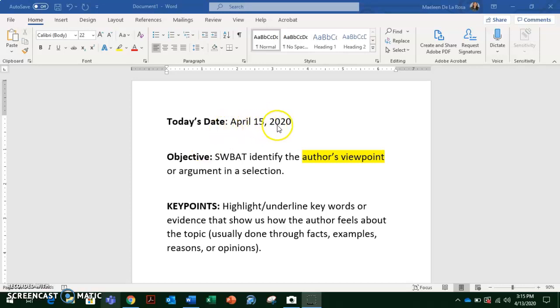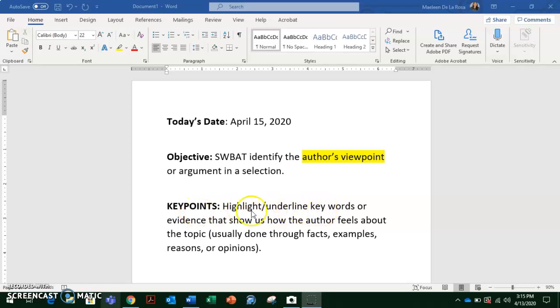Today's date is April 15, 2020. Our objective for today is students will be able to identify the author's viewpoint or argument in a selection. Remember, argument doesn't mean that they were fighting, but rather the author's standpoint on the topic that they're writing about. Key points. This is how we can master that.